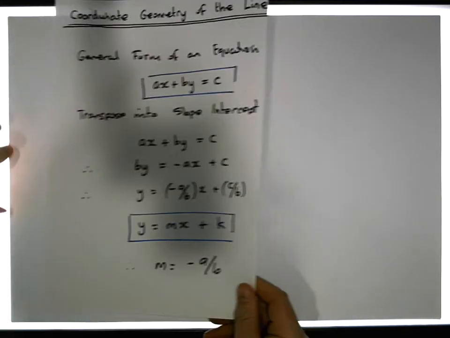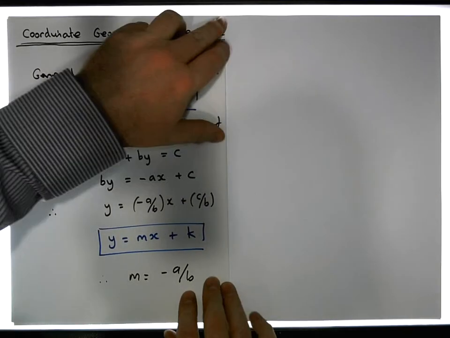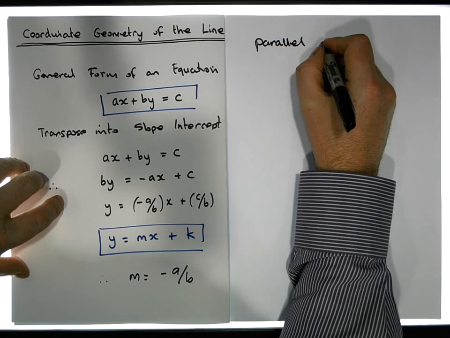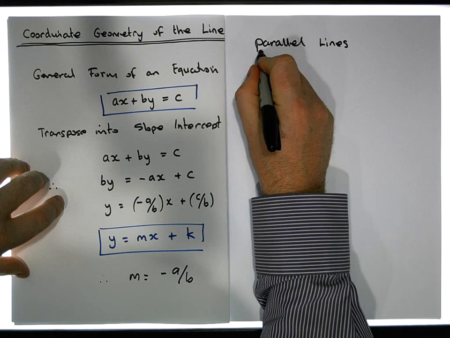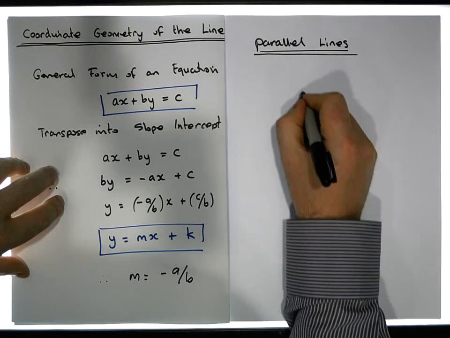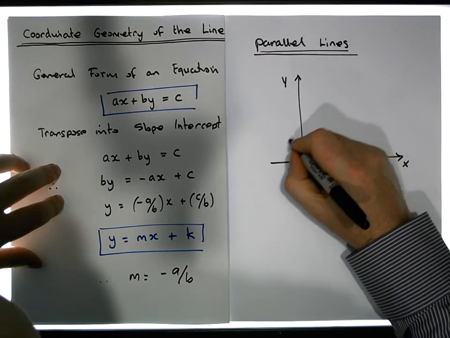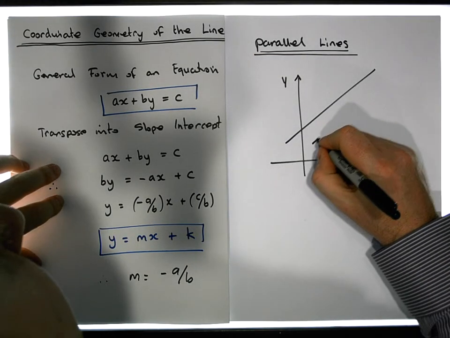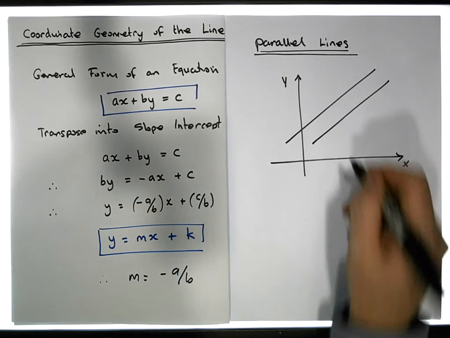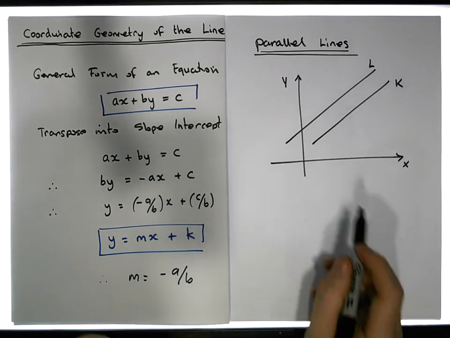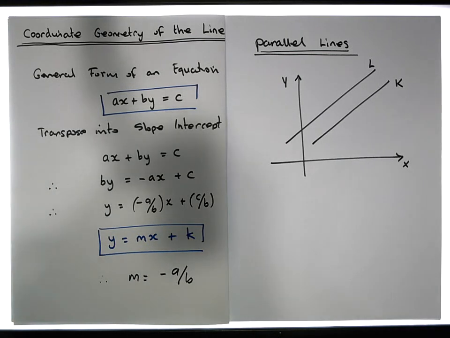The first one is in relation to parallel lines. Two lines are said by definition to be parallel if they have the same slope. So let's consider parallel lines. Two lines are going to be parallel in space if they have the same slopes. Let's say this is the line L and this is the line K. So two lines are parallel if they have the same slope.